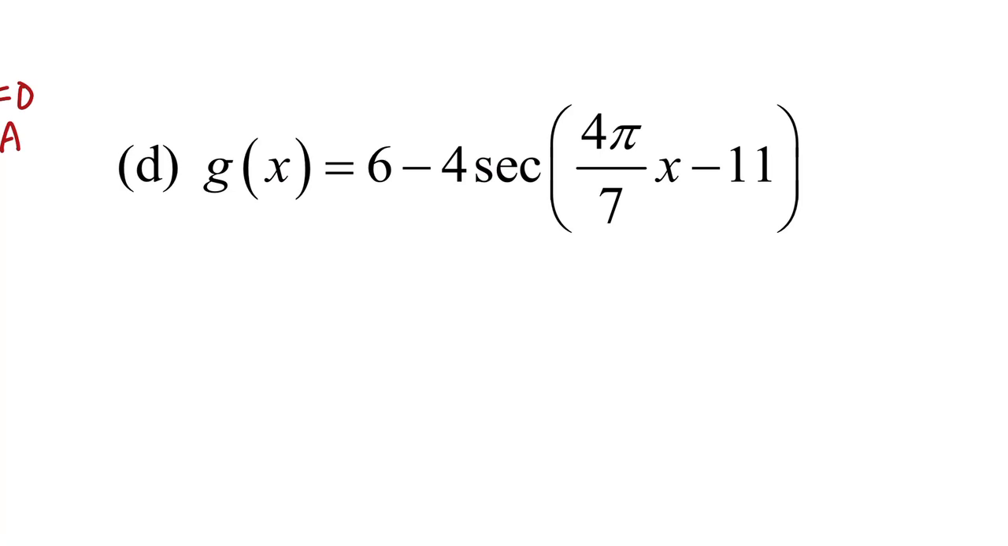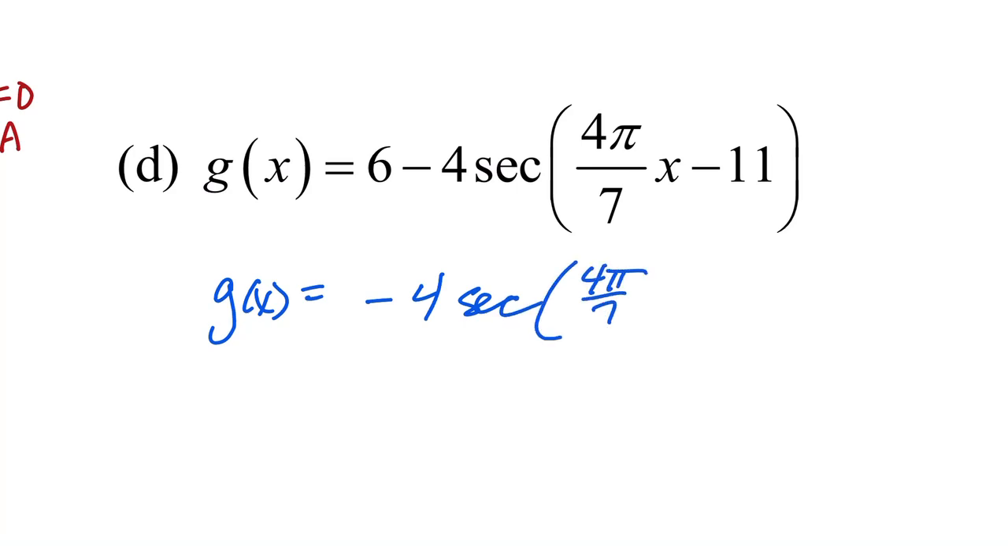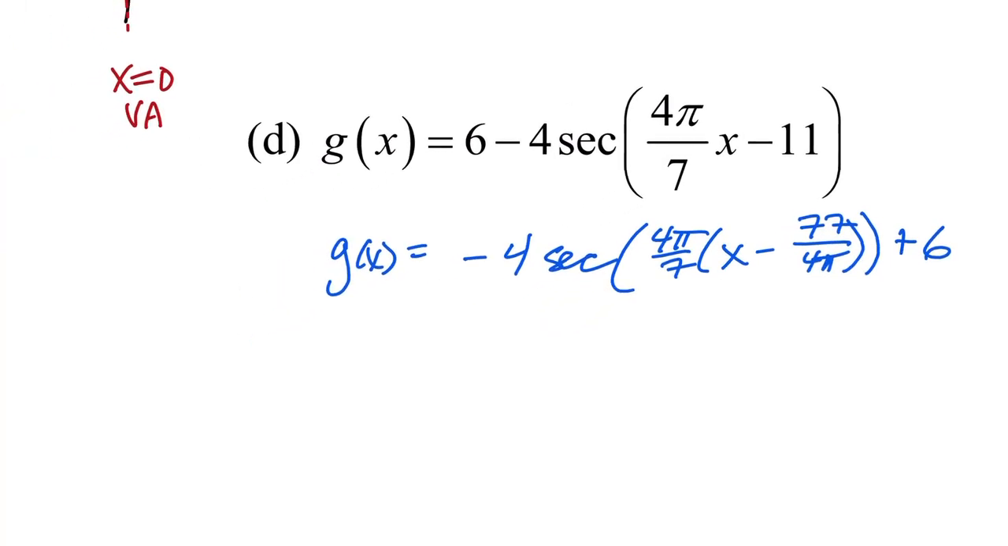It's appropriate and fitting for the end. Standard transformation form, let's do that quickly. It'll be very similar to what we just did because it's the same numbers. We get x minus 77 over 4 pi, plus 6. The only difference is it's secant now instead of cosecant. That'll make a few changes. So the period is still 2 pi over b, which is 2 pi over 4 pi sevenths, which still turns into 7 halves.